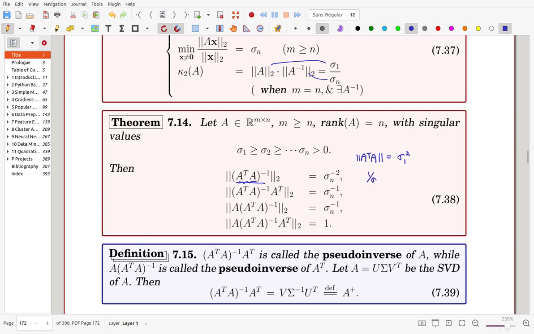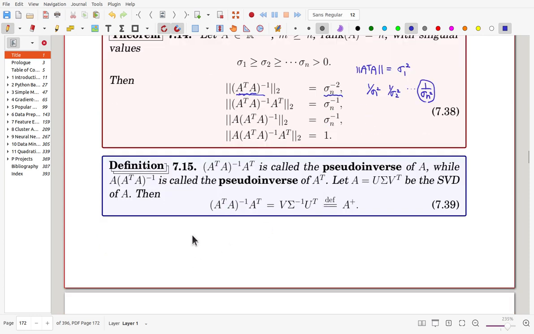1 over sigma 1 squared, 1 over sigma 2 squared, and so on. So the last one is 1 over sigma n squared. So now this is the largest one, so that you have this value. In this way, you may roughly prove these norms.